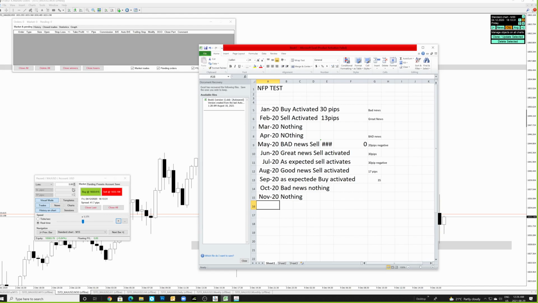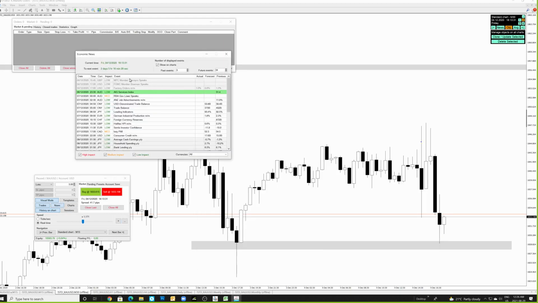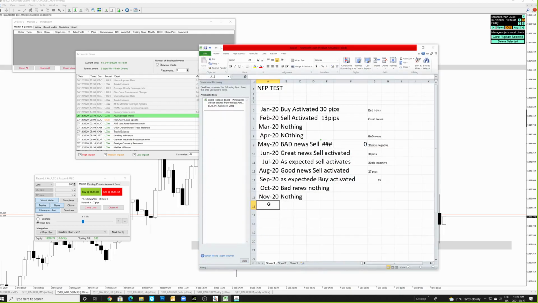Then we had December news. What was this? Past events. December was bad news, so we should have gone up, but we didn't go up. So that's just news, right? December 2020. December 2020. Bad news. It got activated. Buy got activated. Got like around 17 pips. We'll give it like 15 pips.